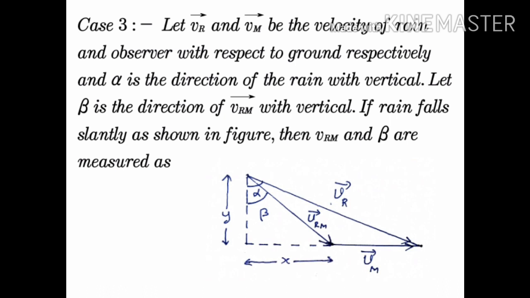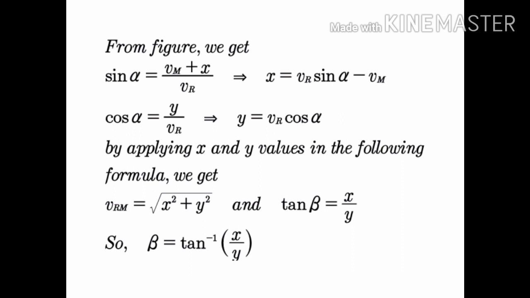To get a right angle triangle, we complete it with dotted lines, and those dotted line lengths are taken as x and y as shown in the diagram. From this diagram we can find out the beta value as well as the VRM value. To find VRM and beta, first we can find out x and y values.